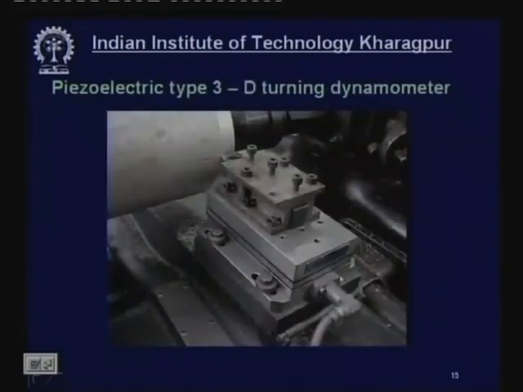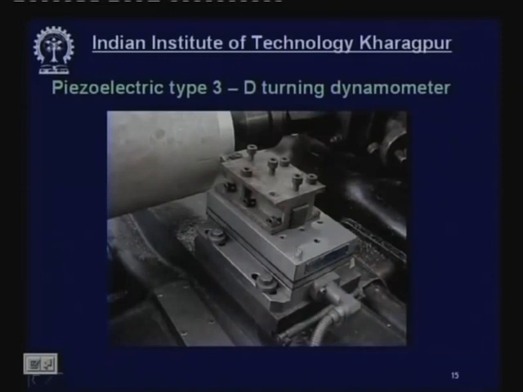Now this is a piezoelectric crystal type 3D turning dynamometer, a piezoelectric type, three-dimensional turning dynamometer. Here the crystals are inside. One crystal takes care of the force Pz, the tangential force, another crystal the Px, and another crystal Py, all independently. The cross sensitivity should be as low as possible, that is, Pz should not affect Px and Py and so on. That is called cross sensitivity, so this has to be taken care of very carefully.